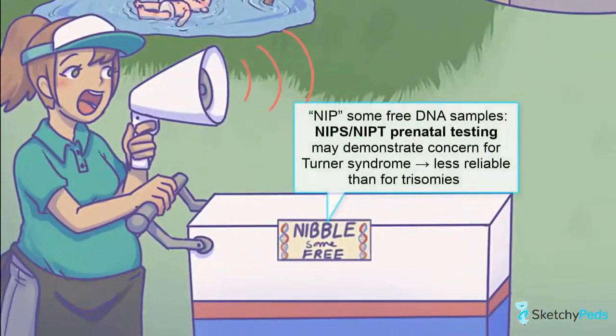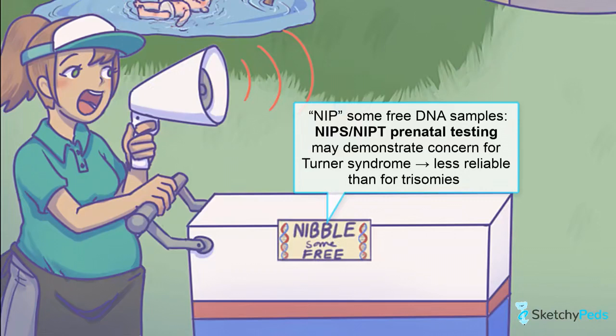Alternatively, you may be concerned a fetus has Turner syndrome based on results from a NIPT or NIPS test, which is a serum test on the mom looking for cell-free DNA from the fetus commonly done in women of advanced maternal age, defined as aged 35 and over. NIPT, NIPS testing can be quite predictive for trisomies, but is less reliable for the sex chromosome abnormalities, so further diagnostic testing should be entertained.